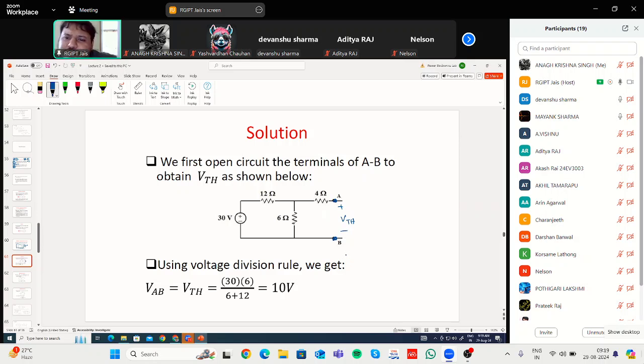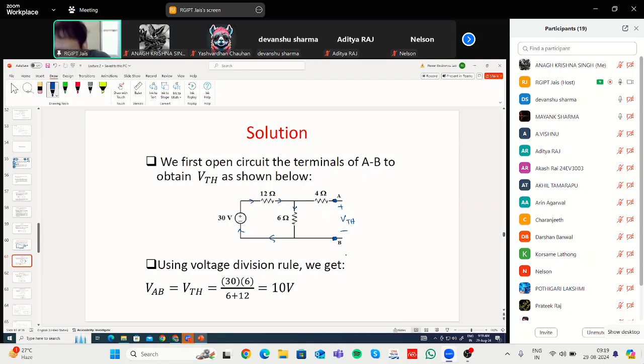Now, if this is a closed path, this is a circuit. That means there is a closed path, so current will be flowing through this. Since this is an open circuit, no current will be flowing through here because there is no closed path. For now, we have removed the load resistance, so there is no closed path. Through the 4 ohm resistance, no current will flow.